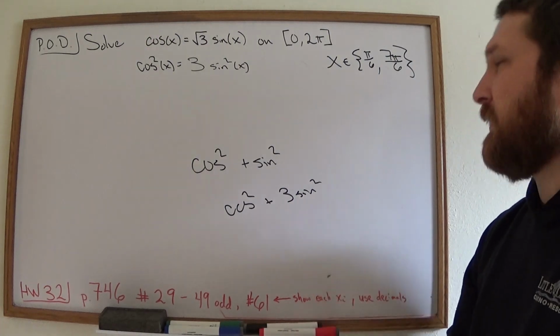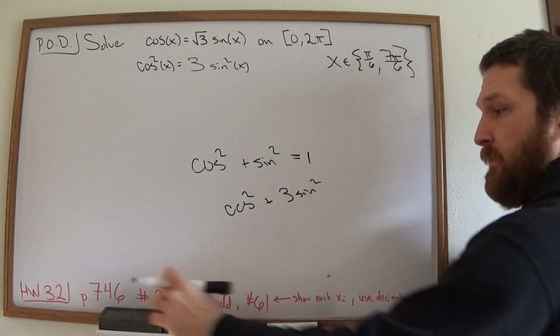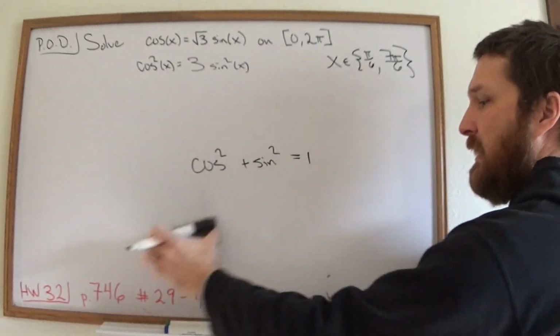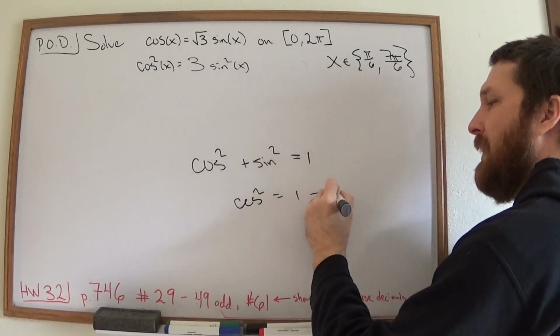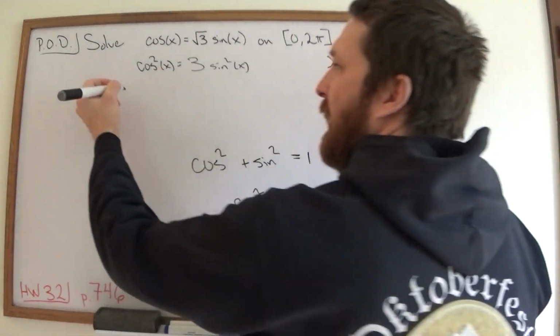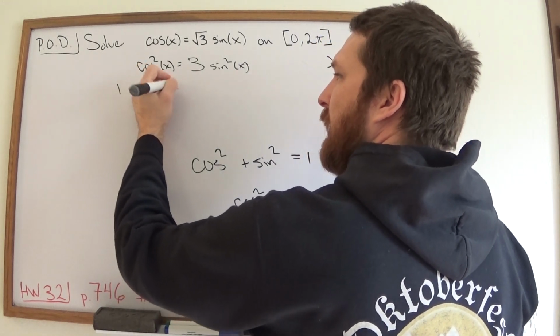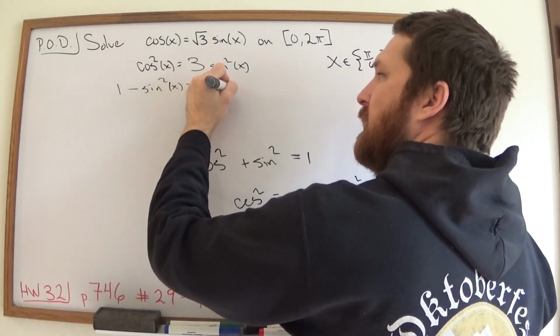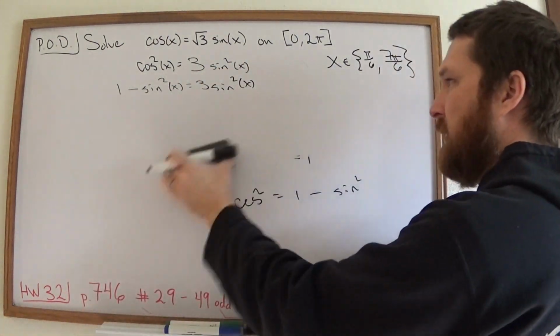So, what could you do? Well, one thing you could do is say, since this is true, then how about we get that cosine squared is equal to 1 minus sine squared, and we substitute it in here. That's probably the way I would think about going forward. 1 minus sine squared x equals 3 sine squared x. Okay, getting closer. That looks good.